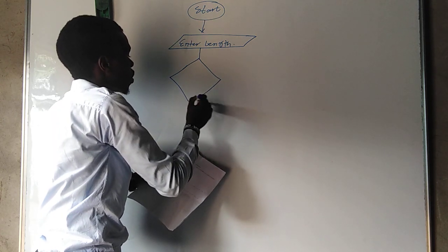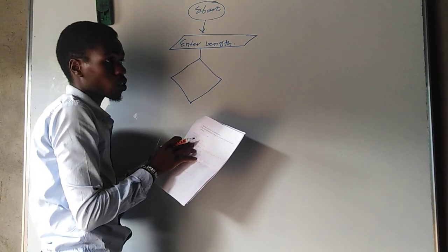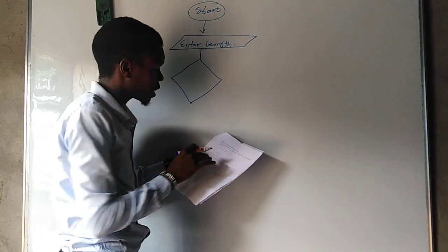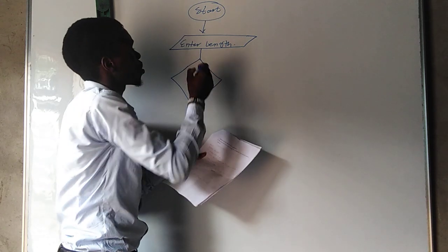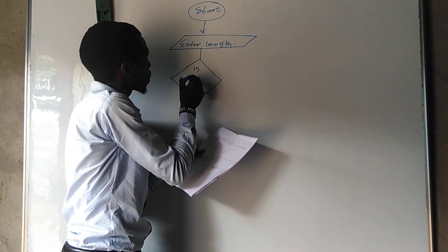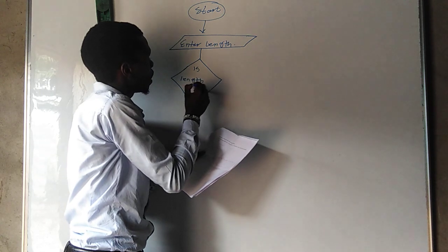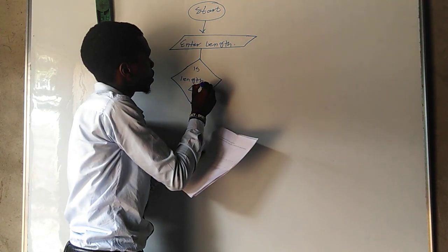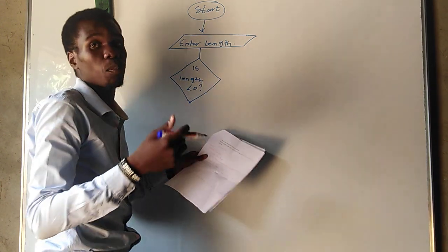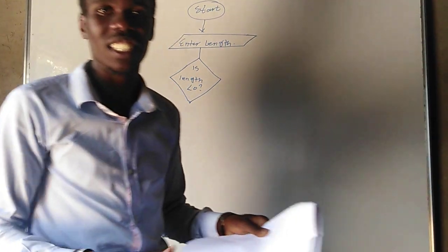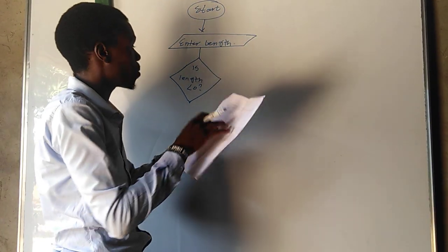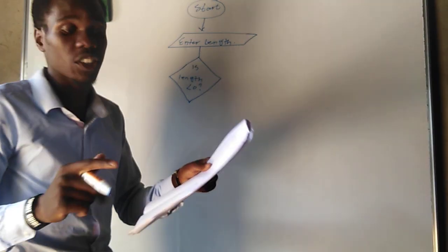Here we're having if. This if is going to change to is, always. So I'll say is length less than 0, then I'll put a question mark. It's okay if you don't put a question mark, it's not that bad. Then if length is less than 0, then display the error message.